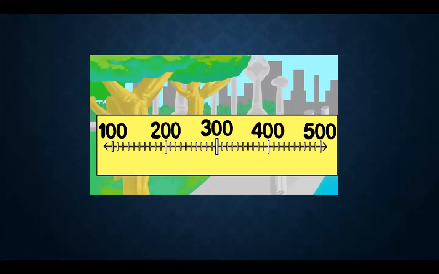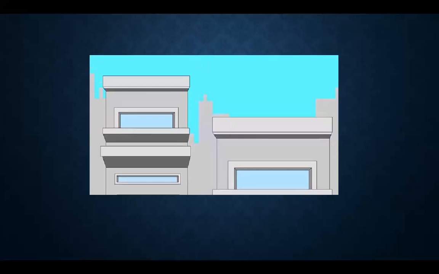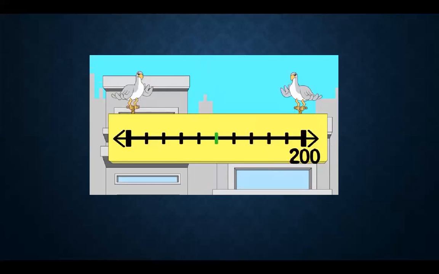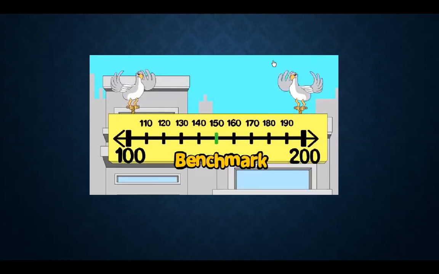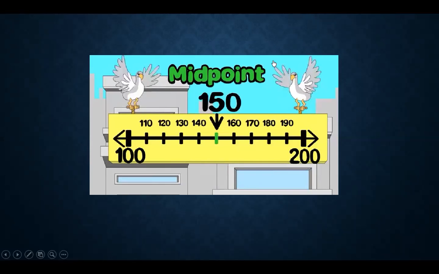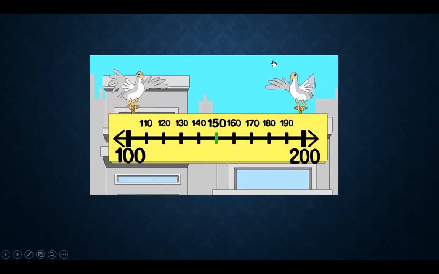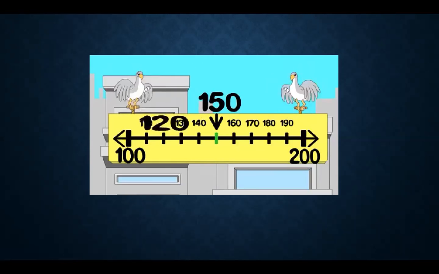Here are some useful things to know. You can show any number on a number line. Numbers to the right have a greater value than numbers to the left. The nearest hundred on either side of our number is a useful benchmark. And the midpoint is the number that is halfway between two benchmarks. If the number you want to round is less than the midpoint, round down. If the number you are rounding is at the midpoint or greater than the midpoint, round up.